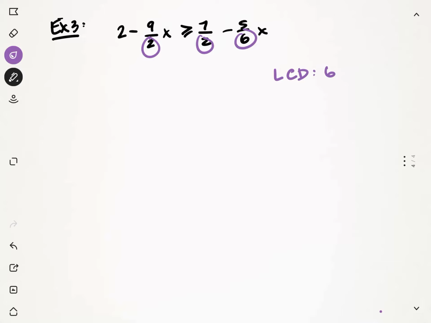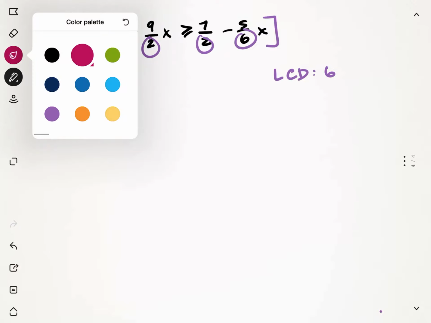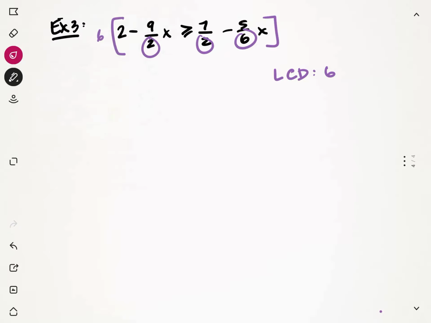Now let's go ahead and multiply the whole thing by 6. Notice this has 4 different parts. We have the 2, we have the 9/2 x, we have the 7/2, and we have the negative 5/6 x. Everything that's separated by a subtraction or an addition or an equation sign or an inequality, those are different terms. So we're going to make sure that we multiply the 6 by each of those different parts.